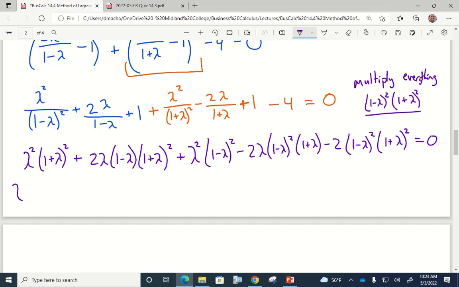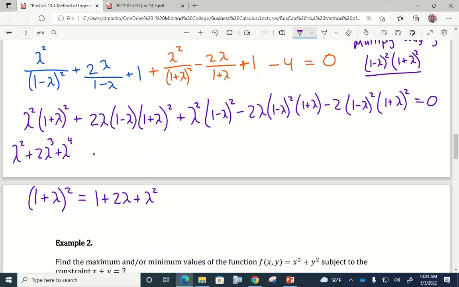So lambda squared times 1 is a lambda squared. Oh, sorry. That's also squared. So here we go. 1 plus lambda squared. What is that? Just by itself, that would be 1 plus 2 lambda plus lambda squared. So then if I multiply all of those terms times a lambda squared, this first term is going to be lambda squared plus 2 lambda cubed plus lambda to the 4th. Okay, second term. I saw that 1 plus lambda squared. Now I'm multiplying it times a 1 minus lambda.